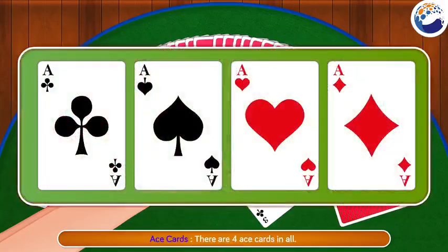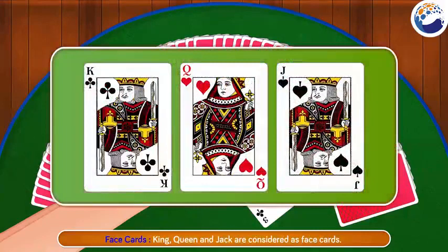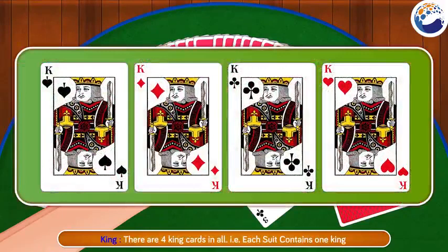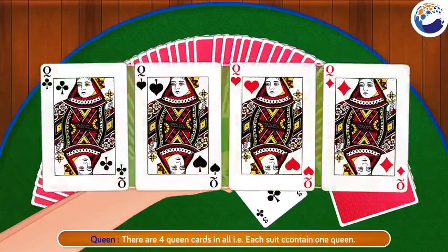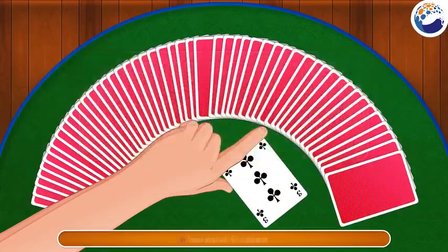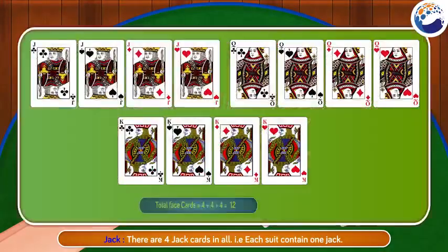Ace cards. There are 4 ace cards in all. That is, each suit contains one ace card. Number of ace cards is equal to 4. Face cards. King, Queen and Jack are considered as face cards. King. There are 4 king cards in all. That is, each suit contains one king. Queen. There are 4 queen cards in all. That is, each suit contains one queen. Jack. There are 4 jack cards in all. That is, each suit contains one jack. Therefore, total face cards = 4 + 4 + 4 = 12.